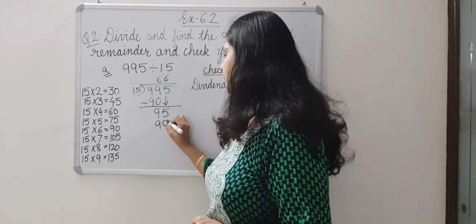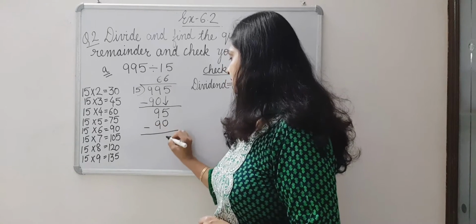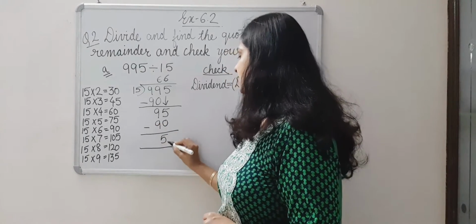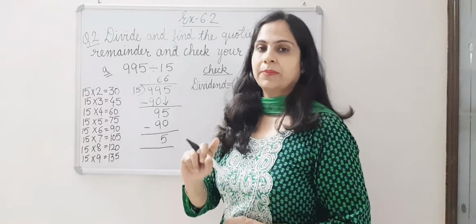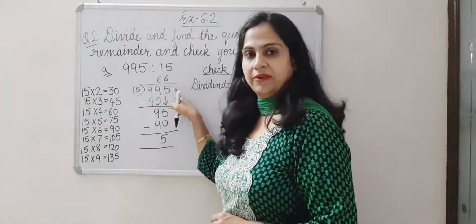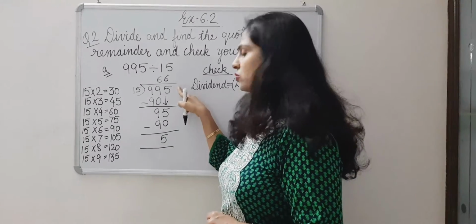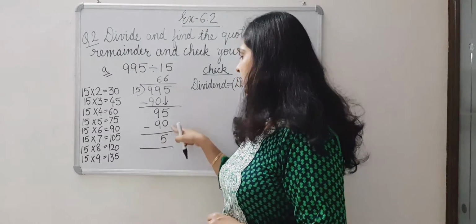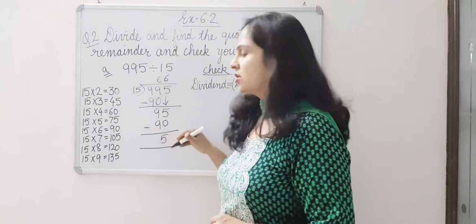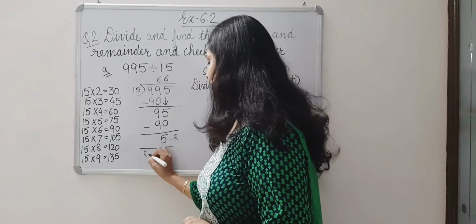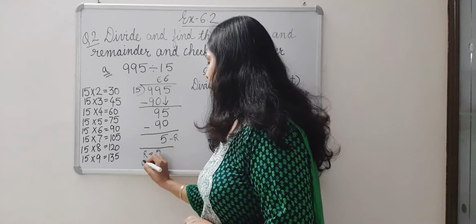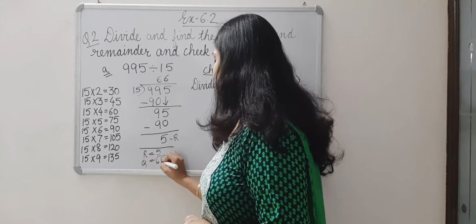So 90, and again the answer is 5, and this is the remainder, because we can repeat only if there is any number left, but there is no digit left, so we do not have any scope for bringing down. So this is our remainder. So we have to write remainder is equal to 5 and quotient is equal to 66.